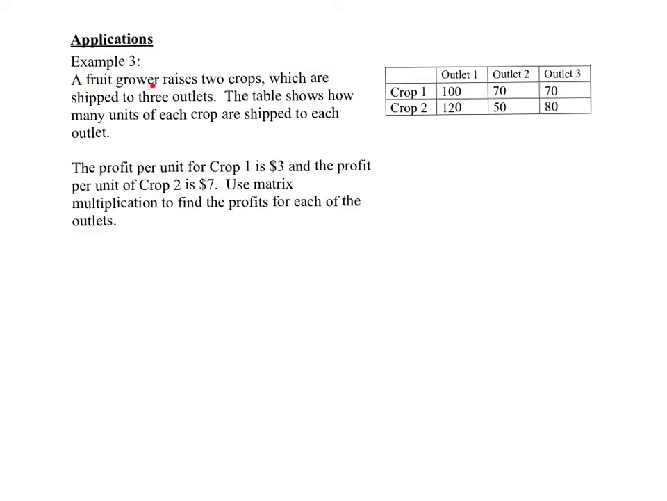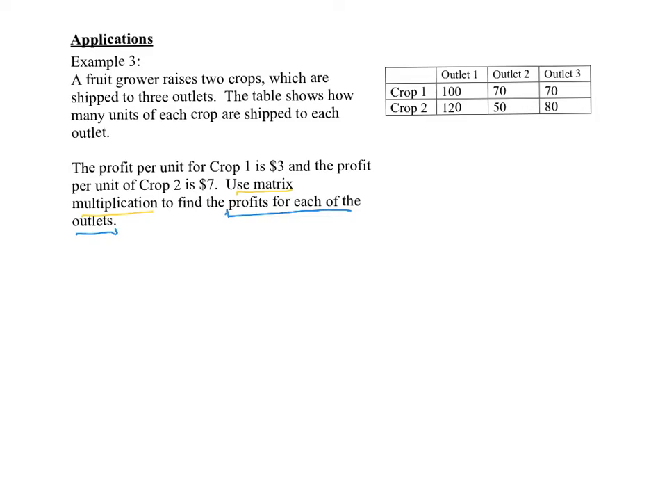Okay, so it says a fruit grower raises 2 crops, which are shipped to 3 outlets. The table shows how many units of each crop are shipped to each outlet. Here's the table. Okay, the profit per unit for crop 1 is $3, and the profit per unit of crop 2 is $7. Use matrix multiplication to find the profits for each of the outlets. Okay, I'm going to look at the question first because I want to think about what I want my result to look like so that I know how to set up my multiplication.